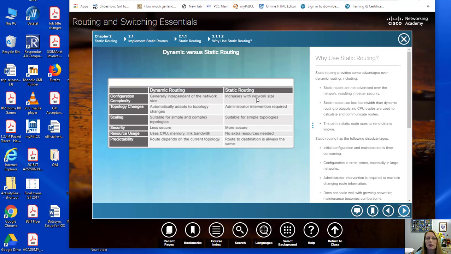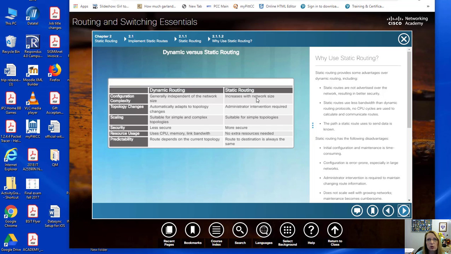Now, some advantages of static routing: security. Okay, so if you're doing dynamic routing, those routes are advertised over a network. When they're advertised over a network in a routing protocol, if somebody were listening in on your network, they would also know about whatever's being advertised. So that does not occur when you have static routing. It does make it more secure.